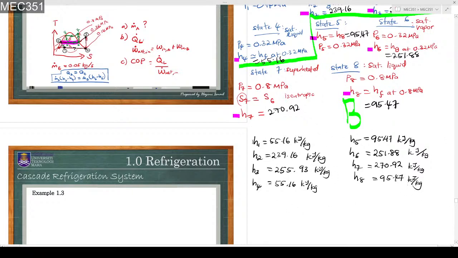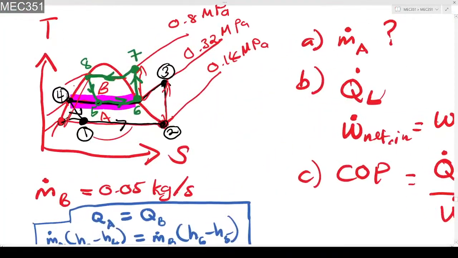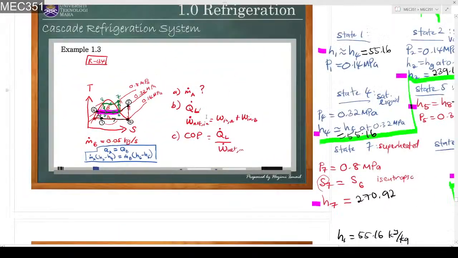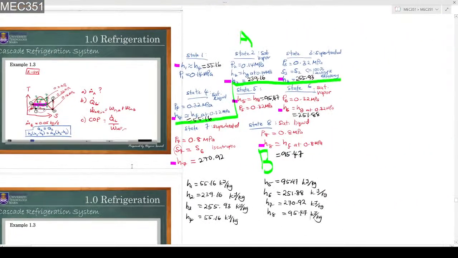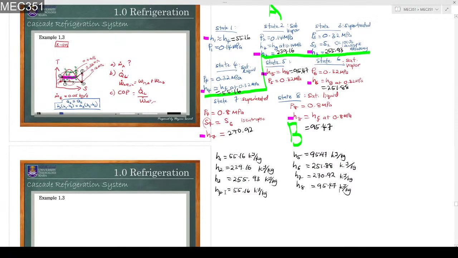Okey, sebab H1, H2, H3 ni mungkin akan berbeza dengan awak. Dia mengikut kepada cara awak letak simbol dekat dalam TS diagram ni. Contoh kalau awak letak satu dekat sini, so dia akan jadi berbeza lah. Tapi nilai tu masih lagi sama sepatutnya. Okay. Okay, jadi sekarang ni kita dah ada nilai entalpi.